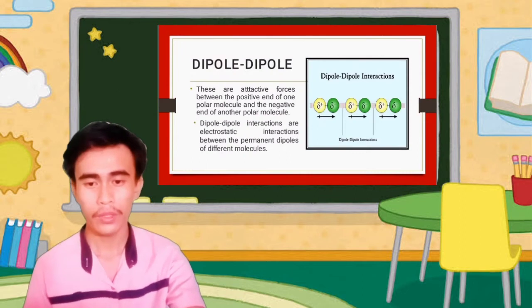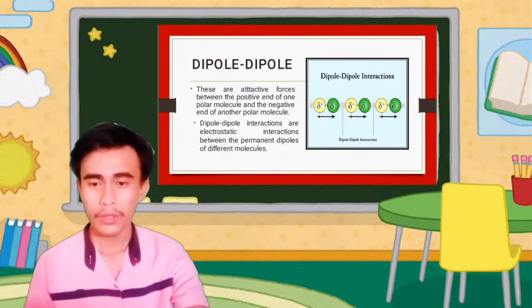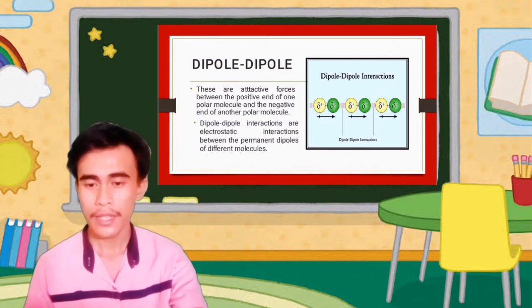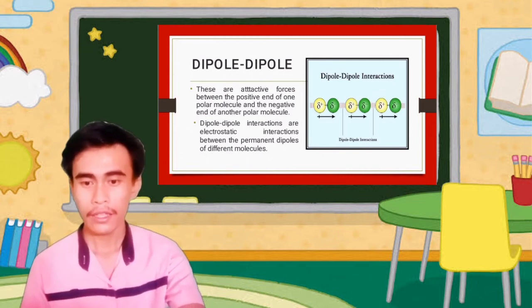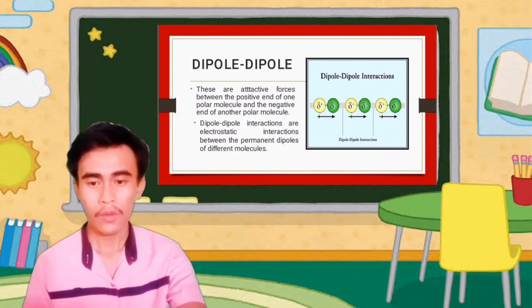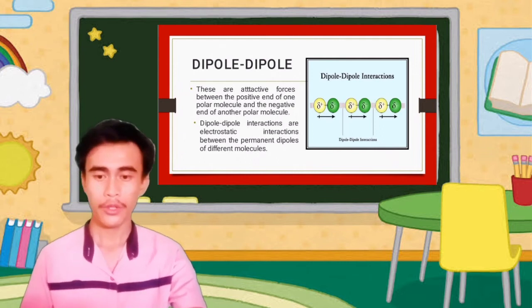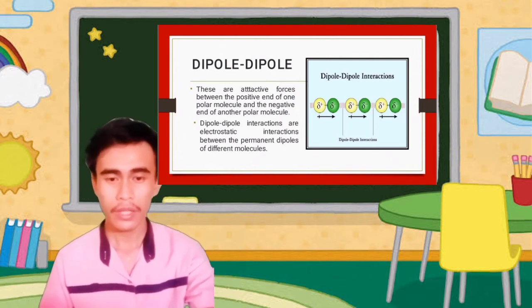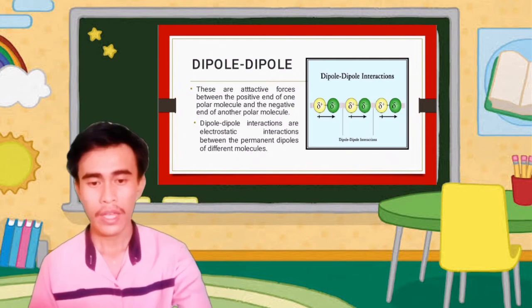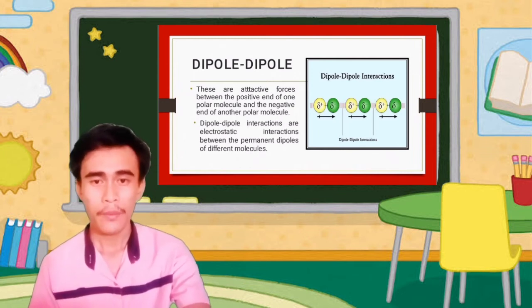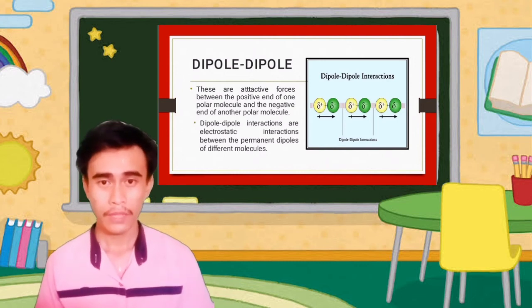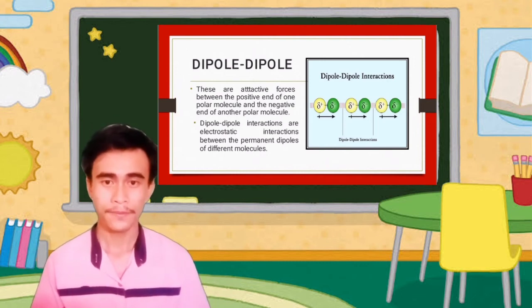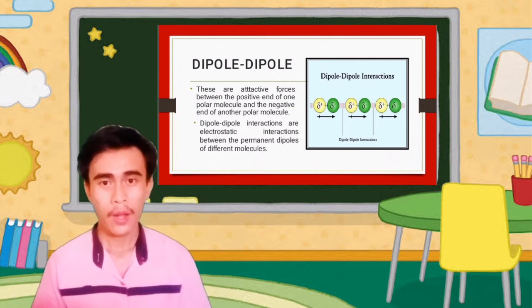Yan, let's proceed to the dipole-dipole naman. So when we say dipole-dipole, these are attractive forces between the positive end of one polar molecule and the negative end of another polar molecule. So dipole-dipole interactions are electrostatic interactions between the permanent dipoles of different molecules. So as we can see in the illustration, meron tayong positive and negative pole. So tatlo sila, 'di ba? Kapag sinabi na naman nating dipole, meron siyang positive and negative pole. So it means nag-occur ang dipole-dipole sa polar bond.